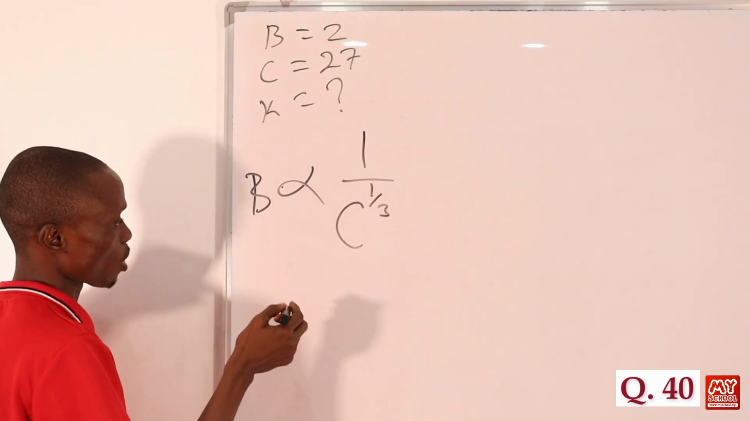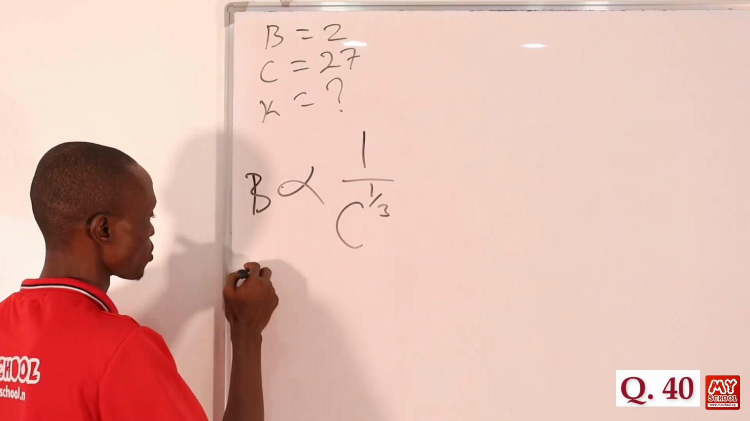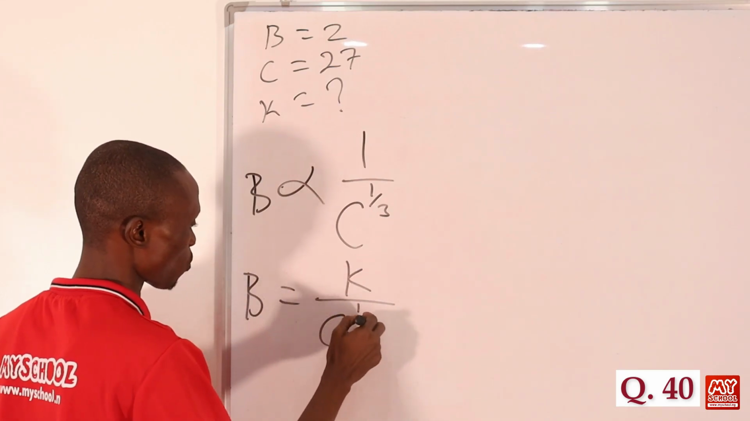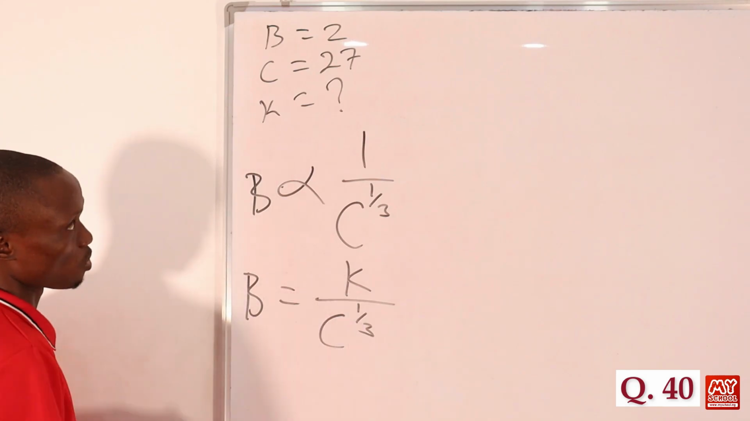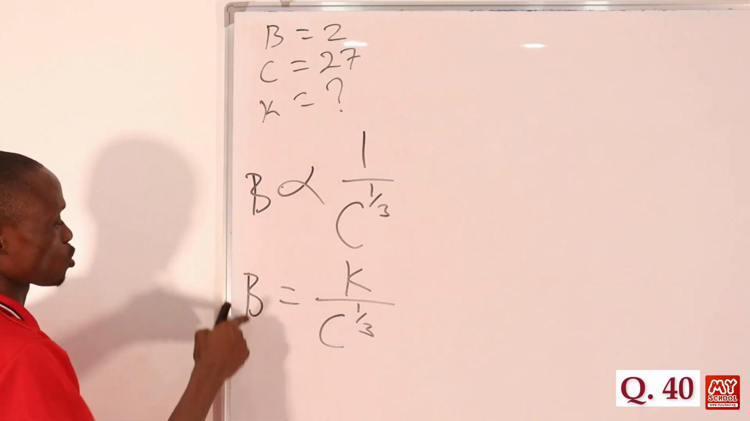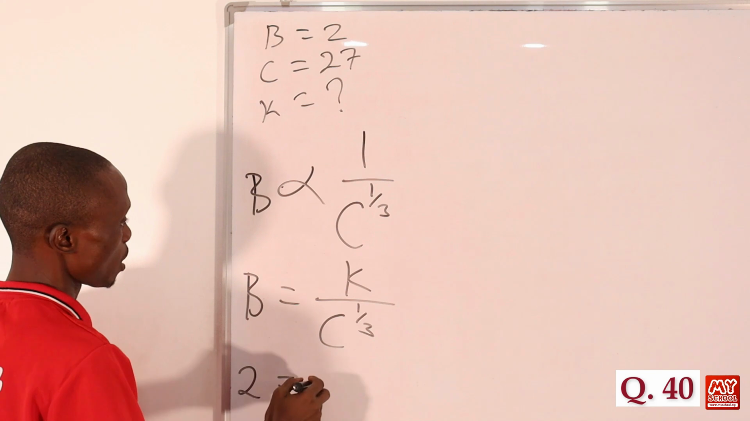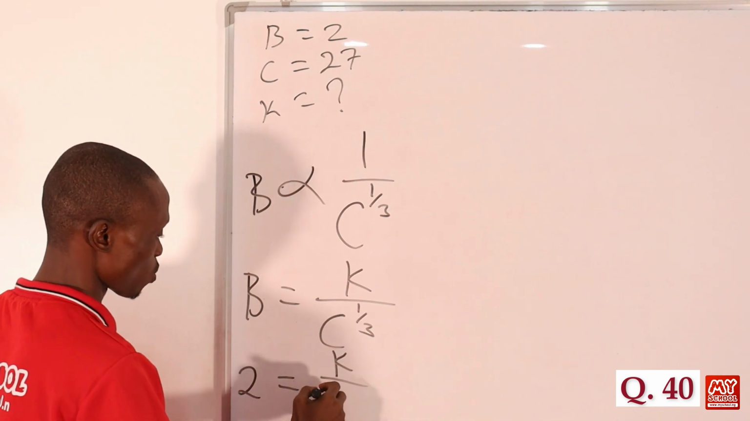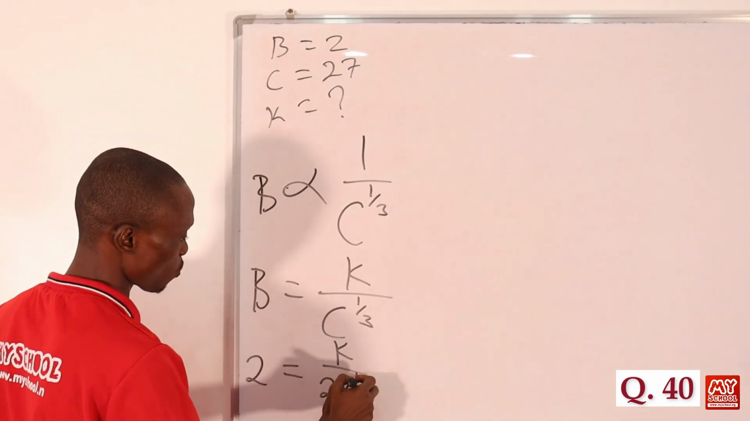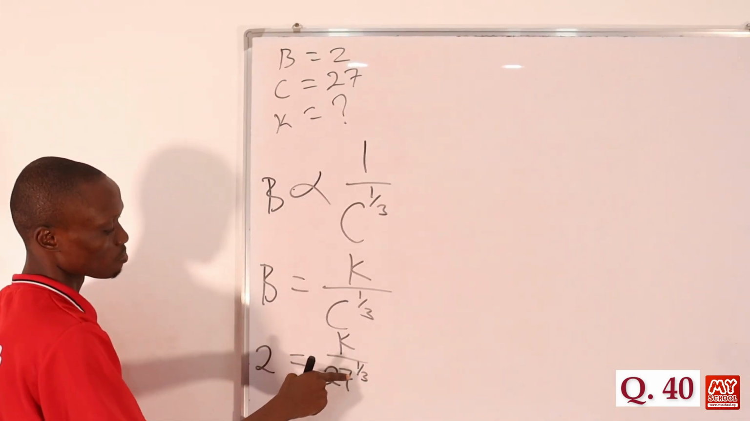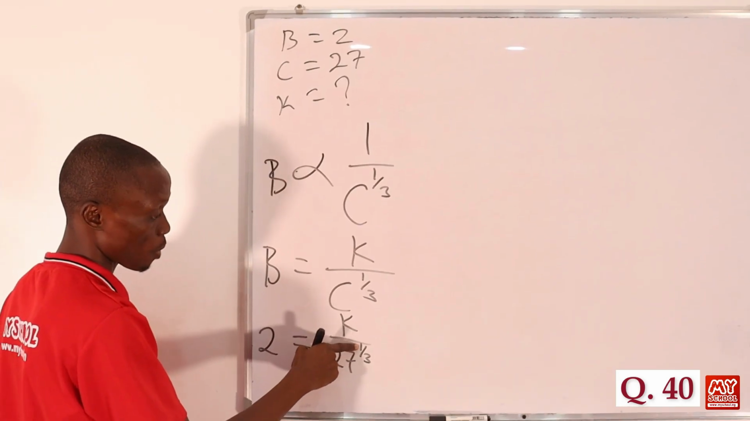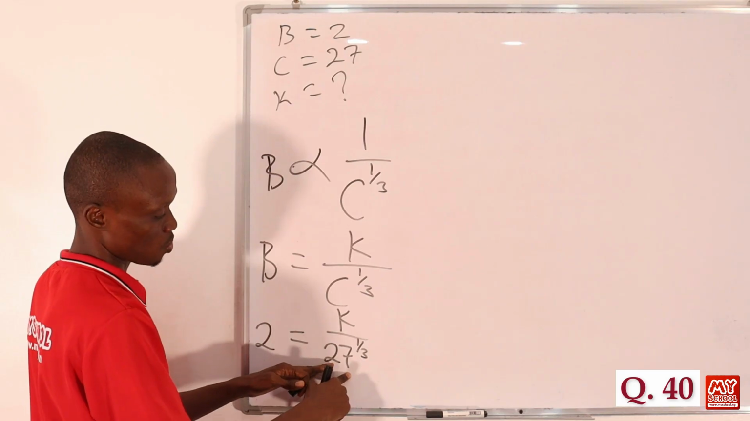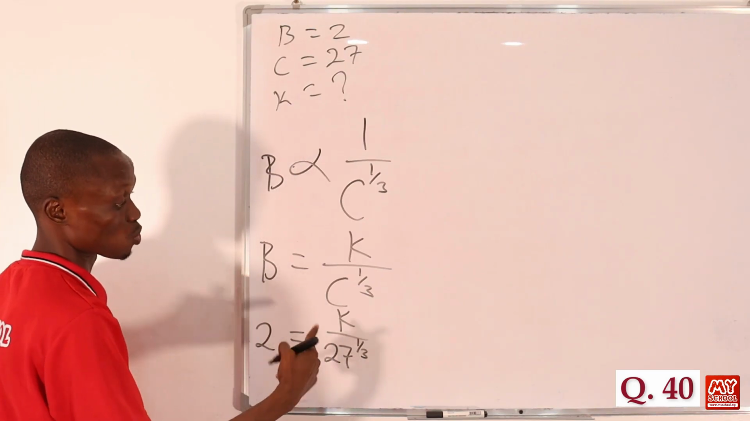Okay, so we introduce our constant of proportionality, which is k. So b is now equals to k all over c raised to power 1 over 3. So we are asked to find the value of k. But in this question, we are told that b is equals to 2. So I put my 2 here, and we are told that c is equals to 27, right? So here we're having 27 raised to power 1 over 3. But don't forget that 27 raised to power 1 over 3 actually means the cube root of 27. Okay, and the cube root of 27 is equals to 3.